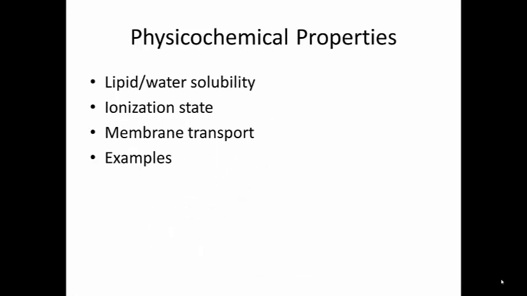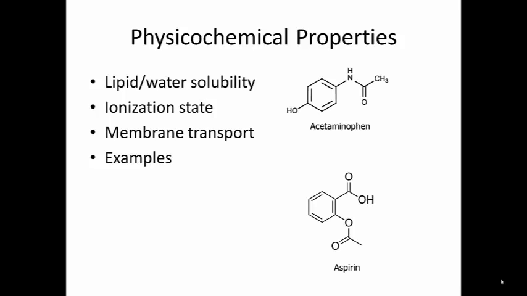The discussion of physicochemical properties will focus on lipid and water solubility and ionization state. Then we will discuss how physicochemical properties influence the passage of drugs and toxicants across membranes. Throughout the video, 3 common drugs will be used as examples of the concepts we discuss. These 3 are aspirin, acetaminophen, commonly known as Tylenol, and caffeine.